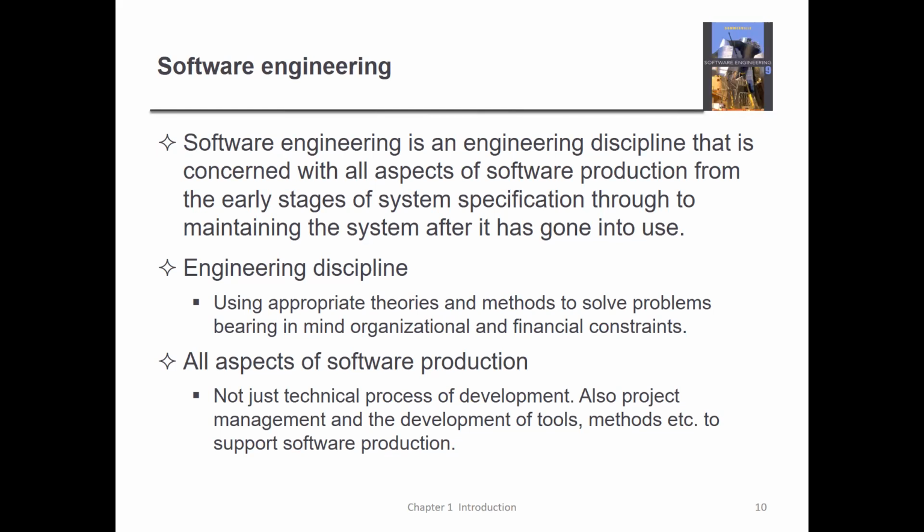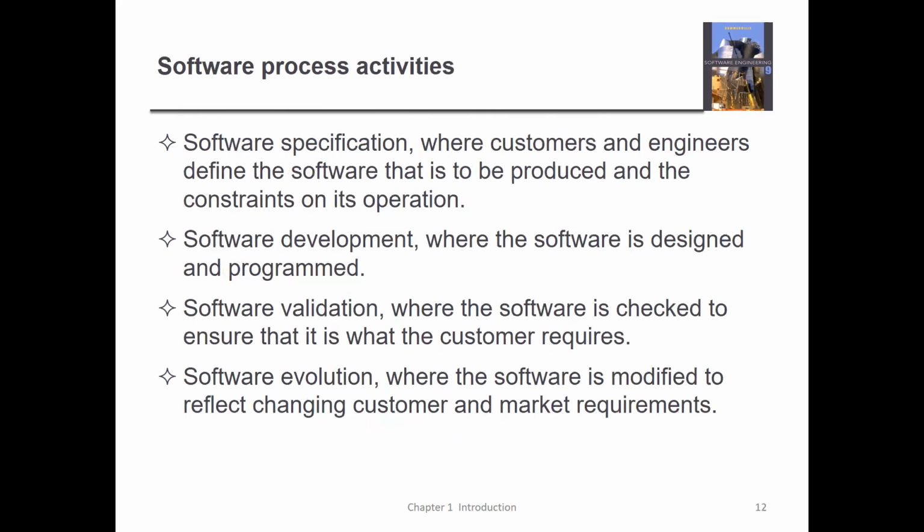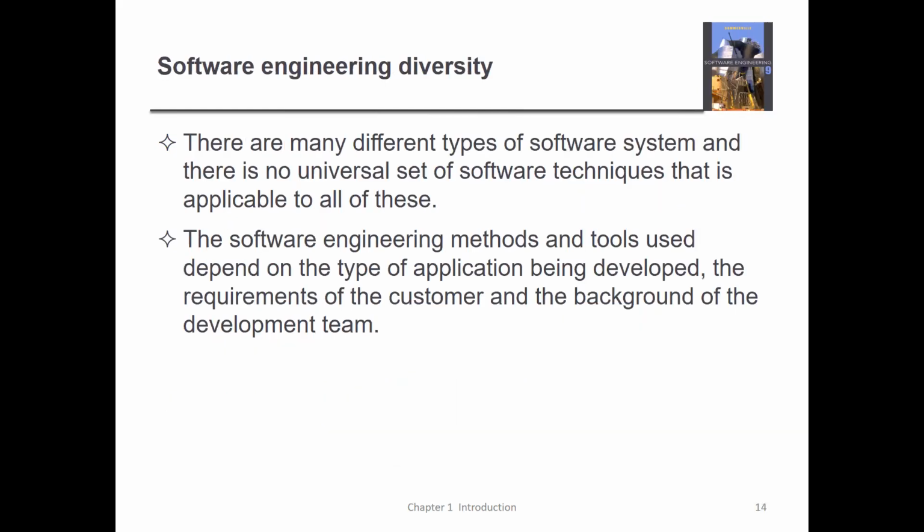Then we have software engineering. Again, here we have the definition for software engineering. And when it comes to engineering disciplines, what are the things we should follow, and also all aspects of software production as well. Then the importance of software engineering and also software process activities.